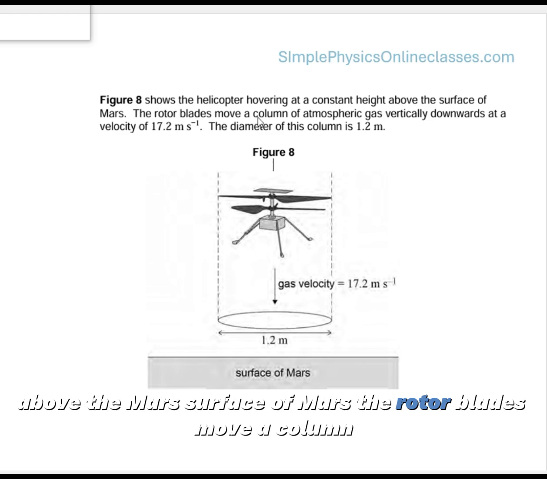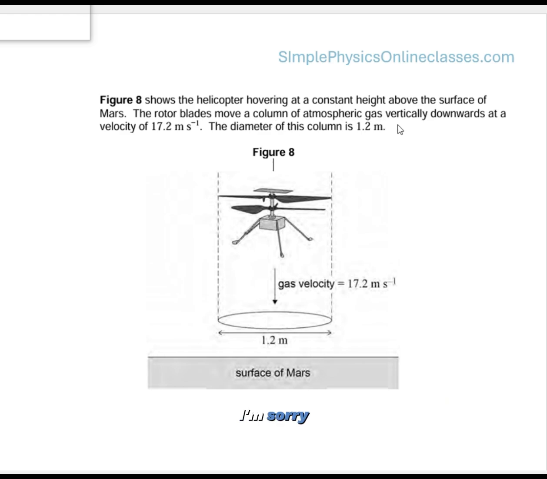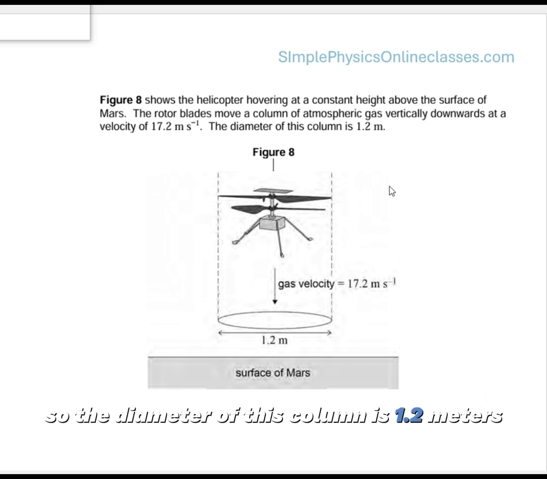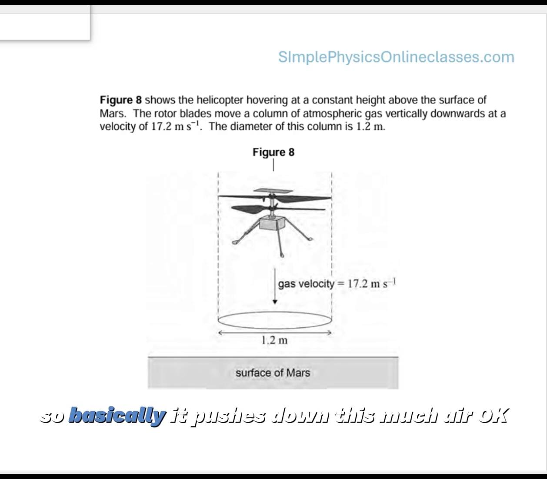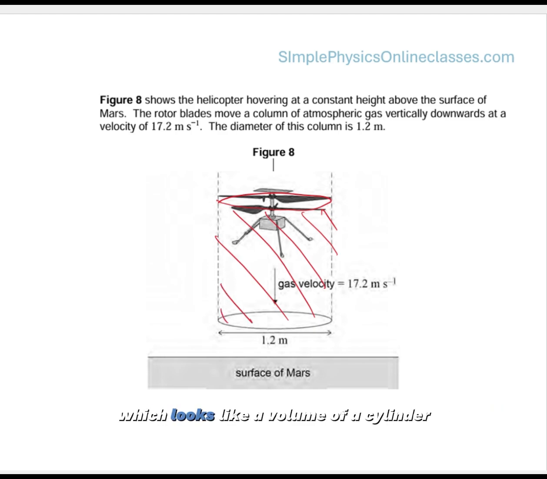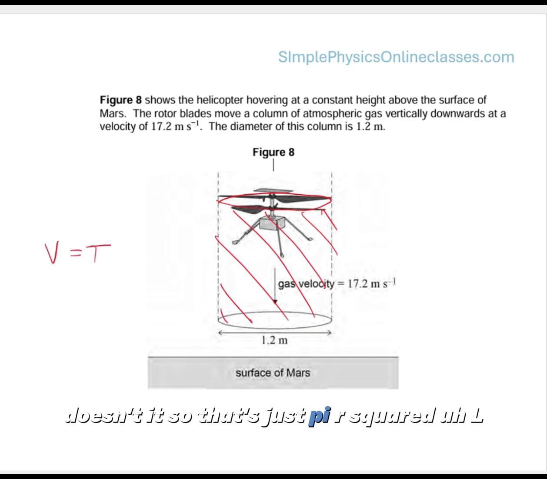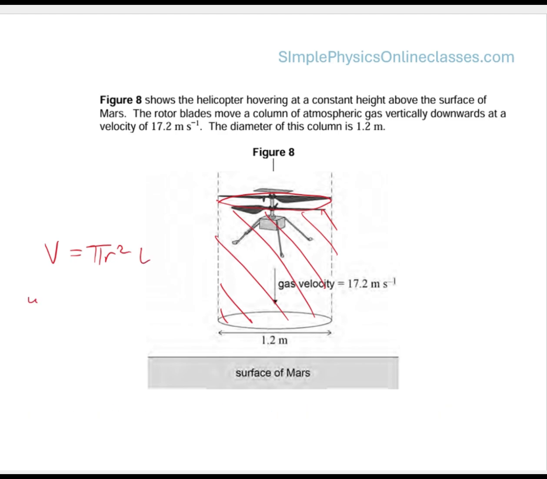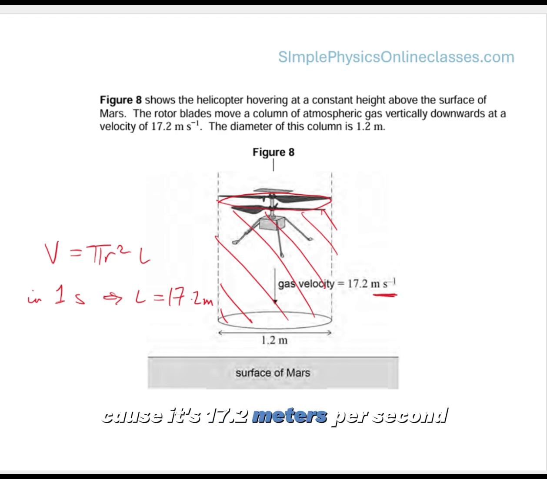The rotor blades move a column of atmospheric gas vertically downwards at a velocity of 17.2 meters per second. The diameter of this column is 1.2 meters. So basically, it pushes down this much air, which looks like the volume of a cylinder, doesn't it? So that's just pi r squared L. Now, what would L be in this case? In 1 second, L would be 17.2 meters because it's 17.2 meters per second.